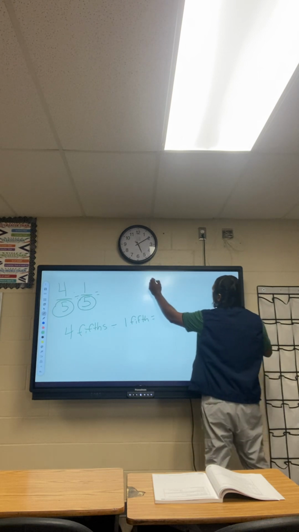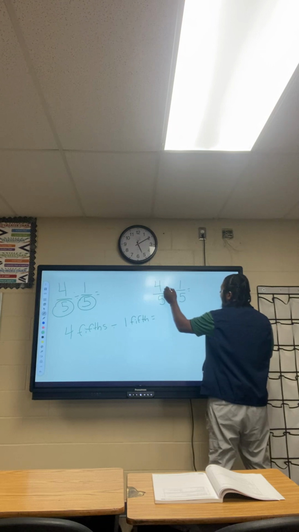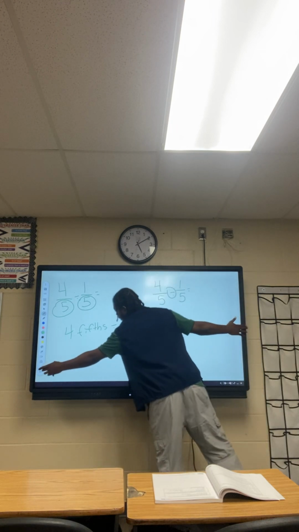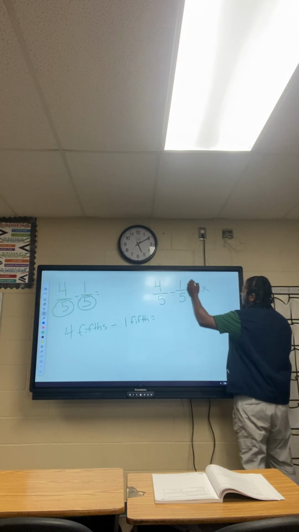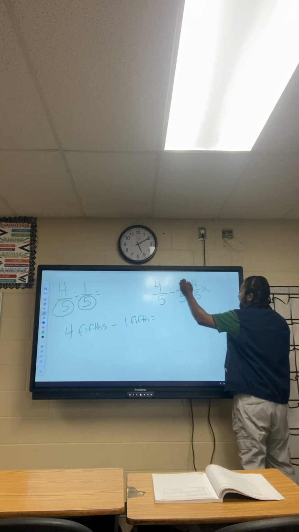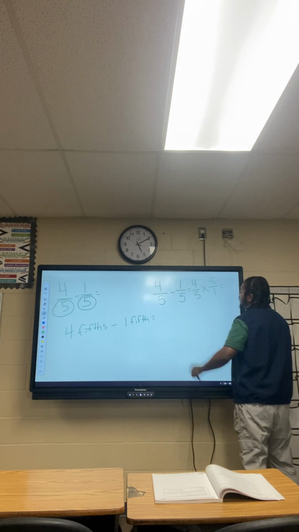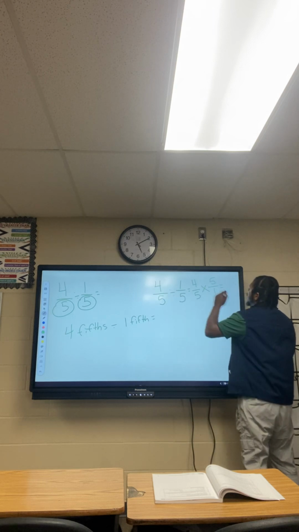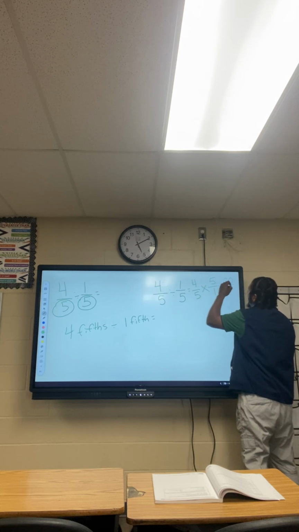So we're going to solve using our algorithm. We know the first step is to change our operation. So we're going to go from division and turn it into a multiplication problem. We keep our first fraction the same, and we flip, or we take the reciprocal of 1/5, which is 5/1. And then we can multiply across for our product or quotient. So 4 times 5 is 20, and then we have 5 times 1 is 5.